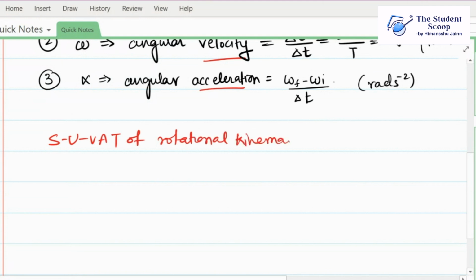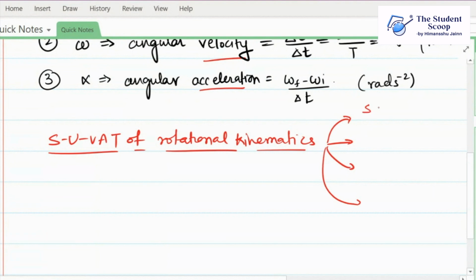Now, this is something that is given in your data booklet, and the application is rather the same as well. So, what are the four equations of SUVAT we know? S is equal to ut plus half at square. So instead of S, there is delta theta. Instead of U, there is omega i, or you can write omega naught. Instead of V, there is omega, and instead of acceleration, there is angular acceleration, and time will be time only. So S is equal to ut plus half at square will be this instead of this.